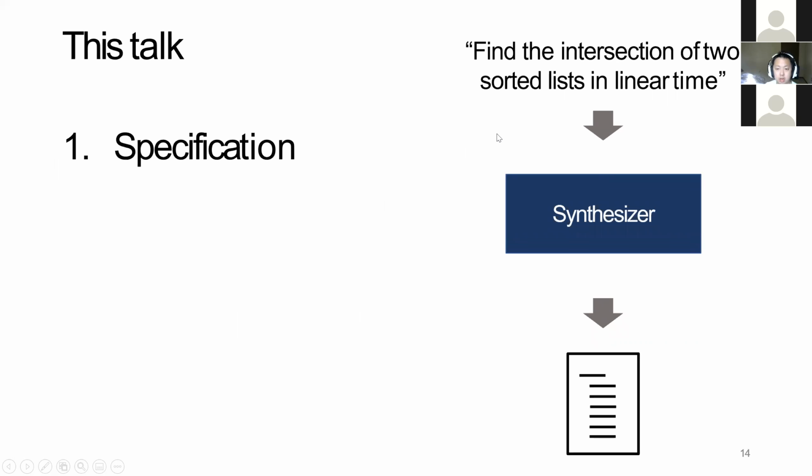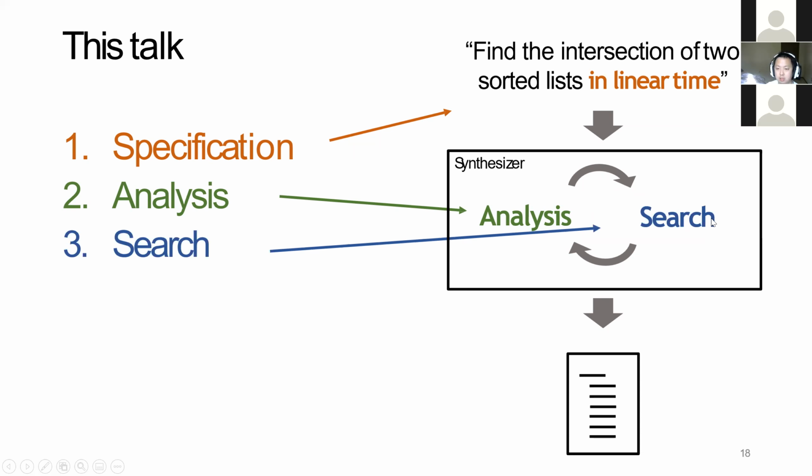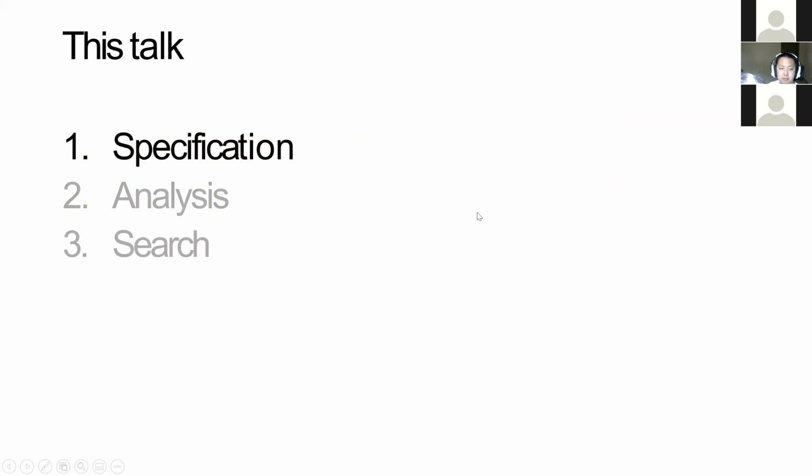In this talk, I will introduce the three components of ReSyn. The first one is how can we specify the problems in ReSyn. How can we say we want to find solutions which can return the results in linear time. And the synthesizer contains two components. The first one is how can we analyze the complexity of given programs, and how can we search for a program which satisfies the resource bound. So let's first talk about the specifications.